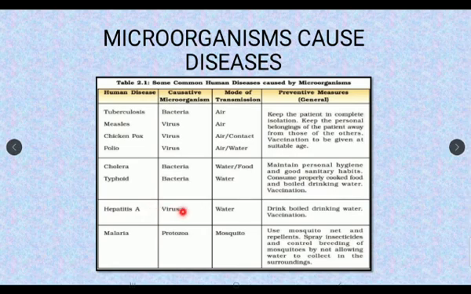Hepatitis A. The causative microorganism is virus and it is transmitted through water. Preventive measure against hepatitis A is to drink boiled drinking water and get vaccinated. Malaria. Causative microorganism protozoa. Mode of transmission mosquito. Preventive measure: use mosquito nets and repellents, spray insecticides, and control breeding of mosquitoes by not allowing water to collect in the surroundings.